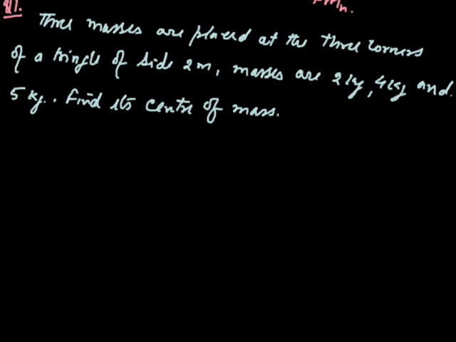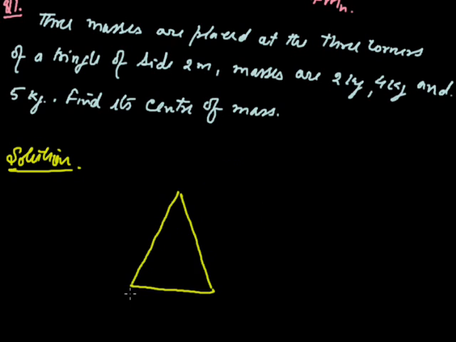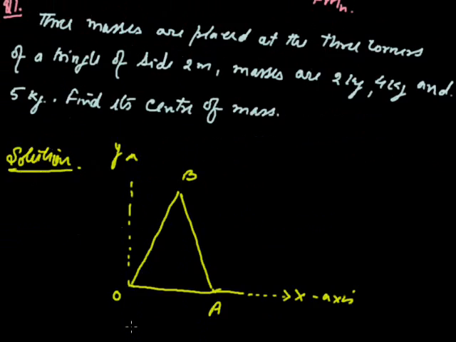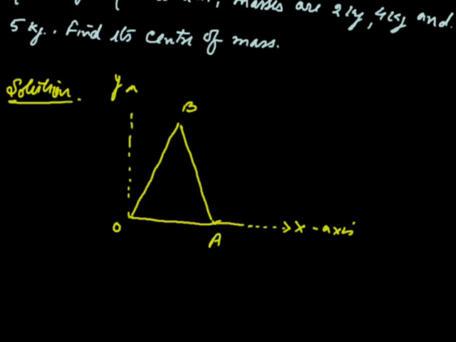Now the solution. Suppose this is a triangle whose side is 2 meter. Suppose this is the origin O. This is the y axis and here is the x axis. The points are O, A and B. The masses are 2 kilogram here, 4 kilogram here and 5 kilogram here.